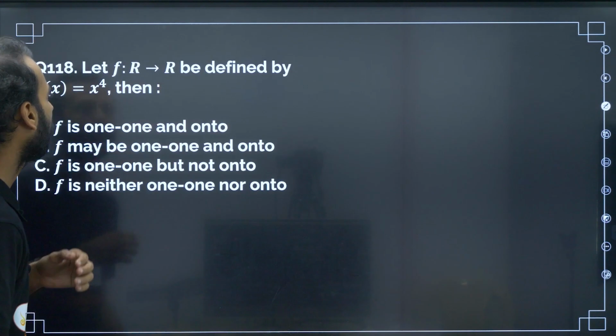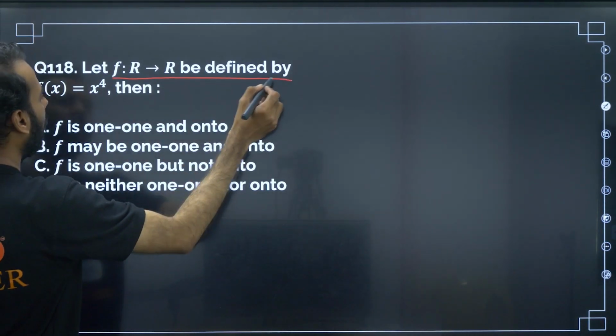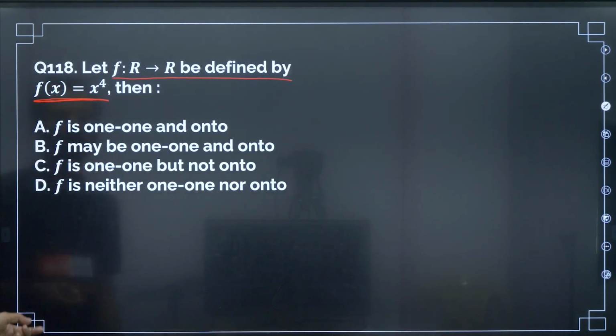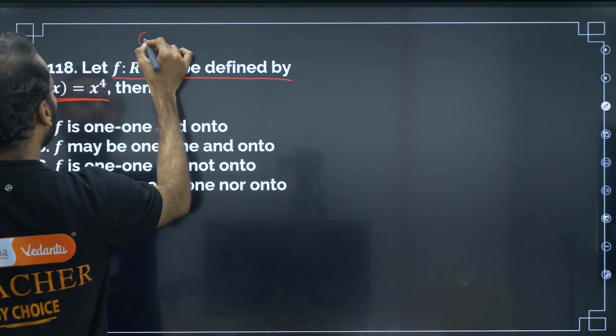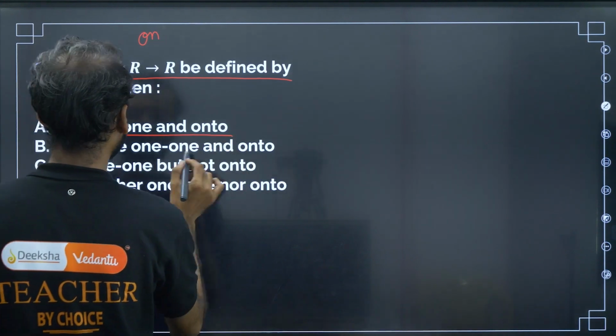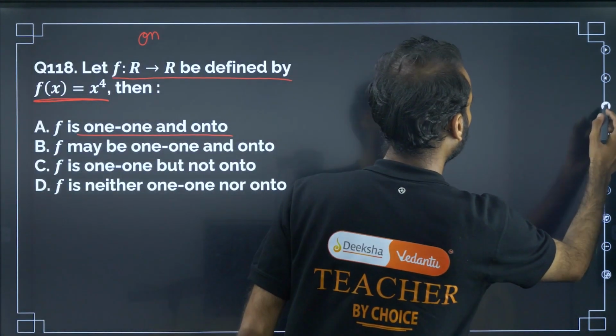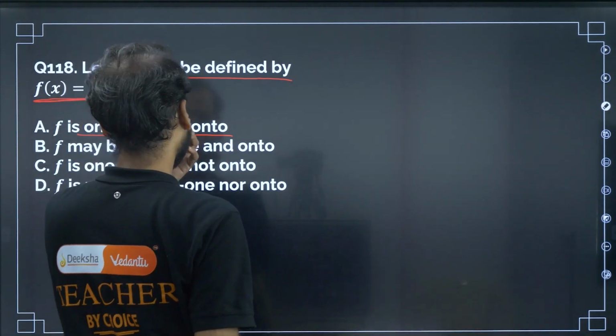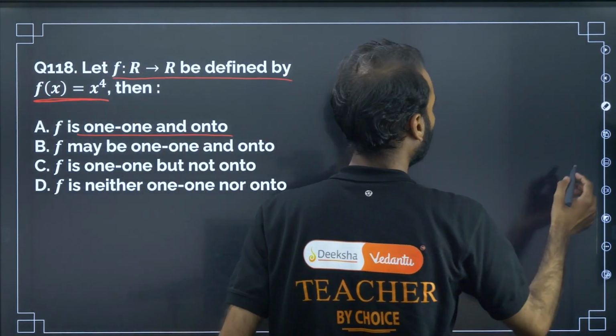See here, what have they given? If f from R to R is defined by, they have given one function. Look at this function carefully. Then what are they asking? They are asking whether it is one-one and onto or not. Whether it is one-one and onto or not, that we have to check. They have given one function, and it is defined from R to R.